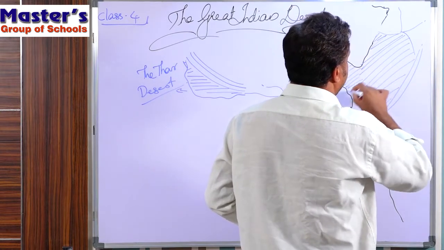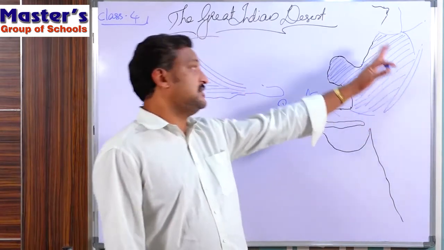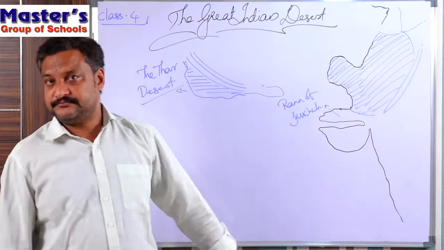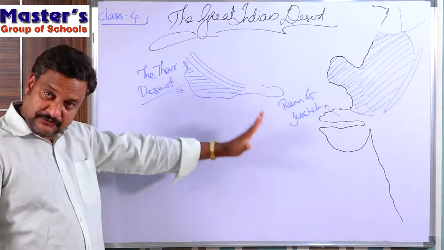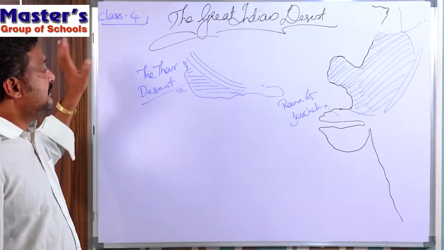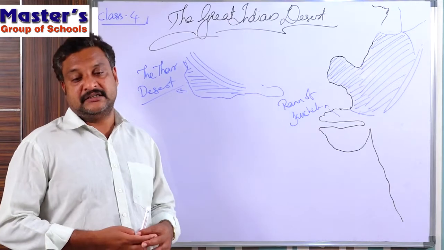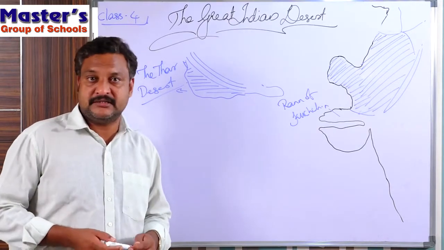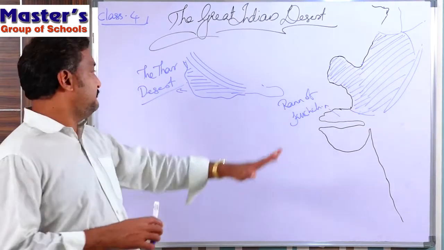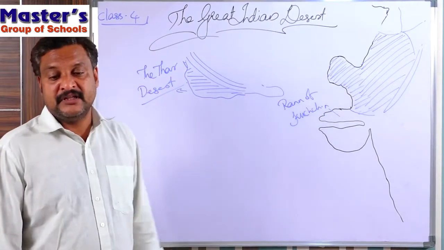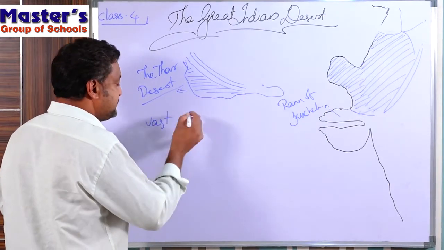It's not just within the political boundary of Rajasthan. It actually extends into Pakistan also. So to the west of the northern plains, we have the driest land region of India, which is called the Great Indian Desert or the Thar Desert. It lies on the western side of the northern plains. It's very dry. This is vast. It's very vast, isn't it?